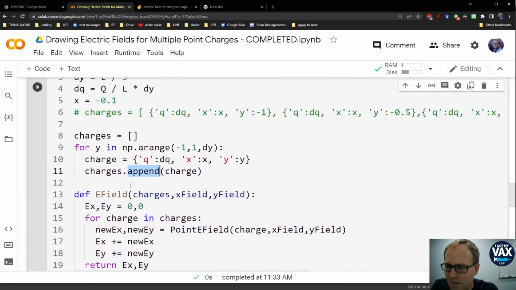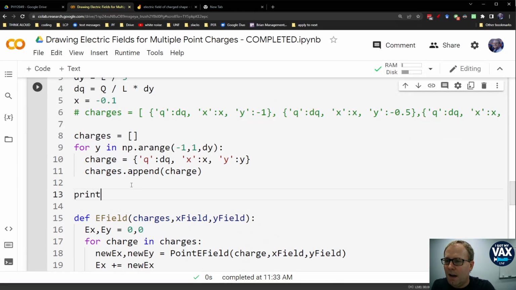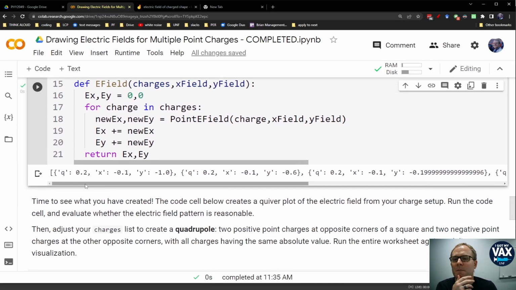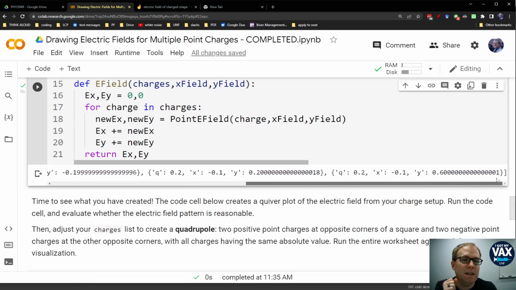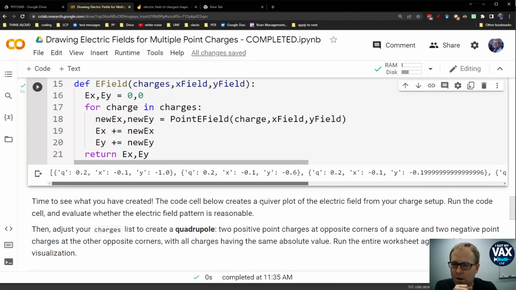Let me show you what this ends up doing. Let's have this print charges for us. I'll show you what this ends up looking like. We'll run this code cell. See, charges ends up being another list of dictionaries. It ends up being another set of QXY, QXY, QXY, and it's automatically generated these values for us.